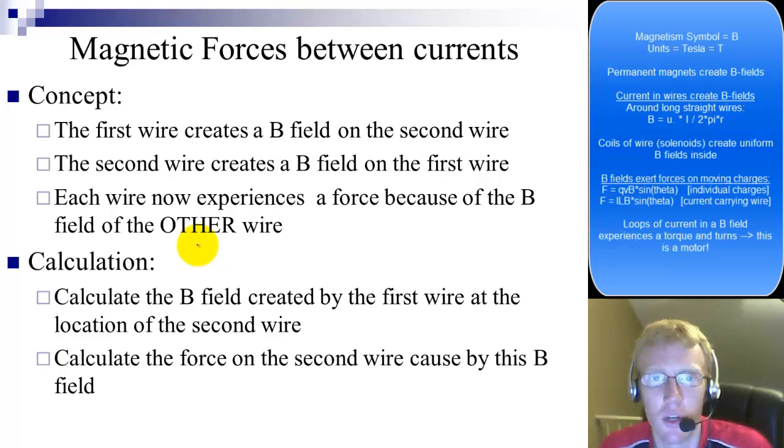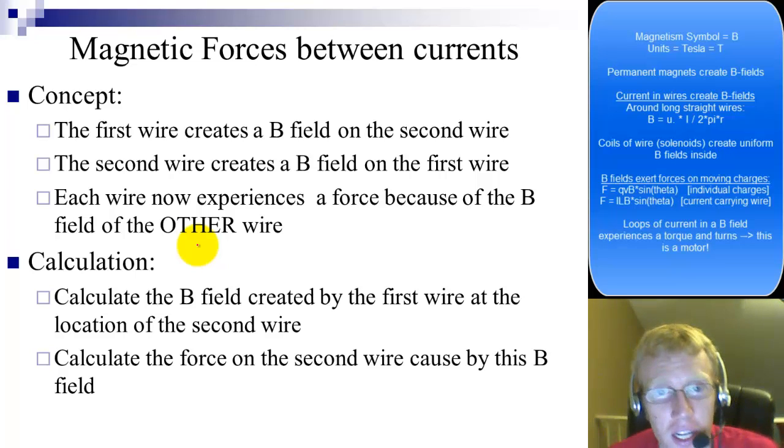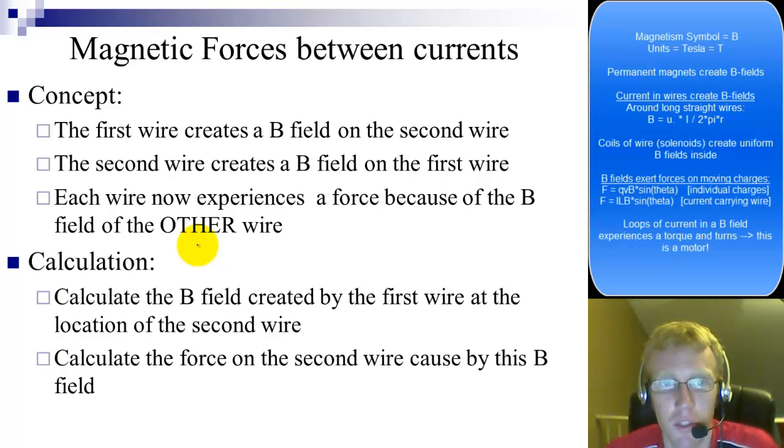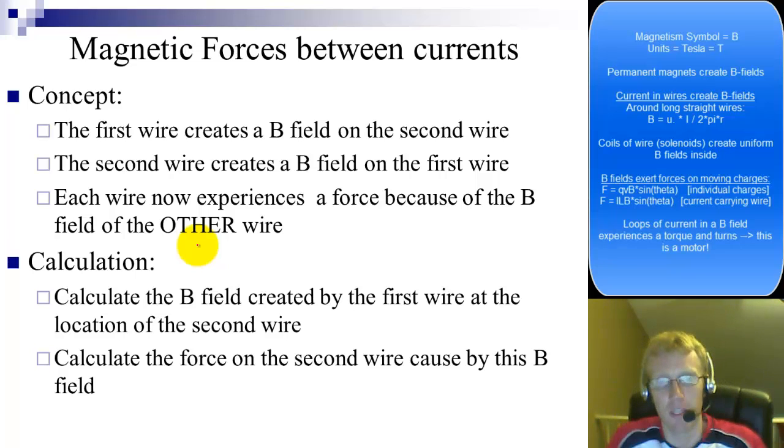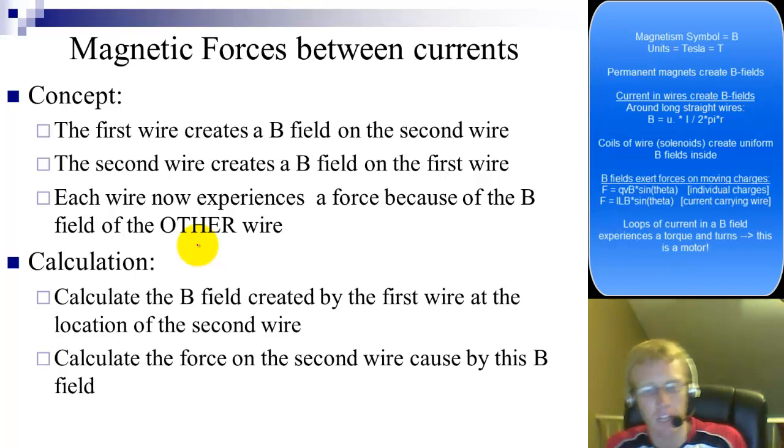Okay, so another kind of cool phenomenon is that magnetic forces will form between two current-carrying wires. So we said before that if you have current in a wire, it'll create a magnetic field around it. And likewise, if you have a current in a wire that's in a magnetic field, there'll be a force pushing or pulling it up or down or left or right. So if you have two wires and both of them are carrying current, the first wire will create a magnetic field, and that magnetic field will put a force on the second wire, pushing it or pulling it. Then the second wire will create its own magnetic field, and that will put a force on the first wire, pushing it or pulling it.